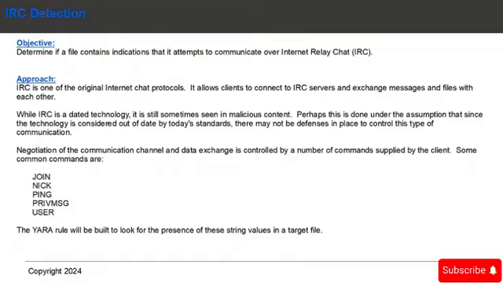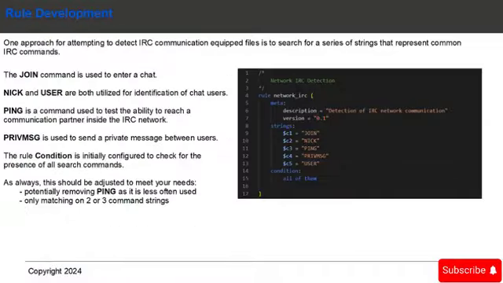Some of the commands are listed here. They are join, that allows you to join the conversation, nick, short for nickname, ping, private message, and user. The rule that we're going to build looks for these commands embedded inside a file. You can see with the code that we've written here for our Yara rule, we have the standard meta tags, and then we have a listing of different strings, and these are all commands, so they're referenced C1 through C5: join, nick, ping, private message, and user.